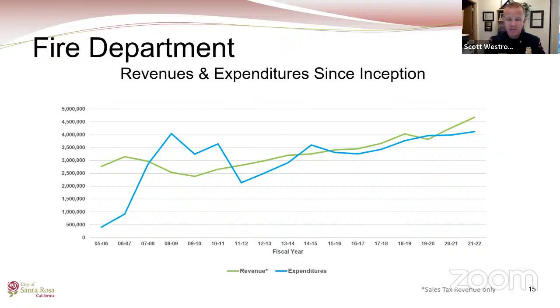This is just looking at the revenues and expenditure lines over the course of the entire measure. I'm going back to fiscal year 05-06. And you can see in last fiscal year, there was an increase in the revenue line. It's really picked back up since the dip in 2019-2020. And you can see our expenditures remain pretty much static, but it's below the revenue line, which is a good thing. Next slide, please.